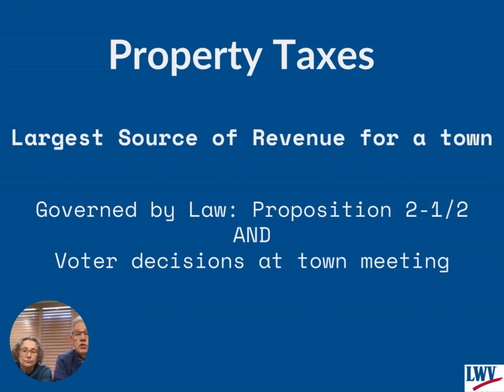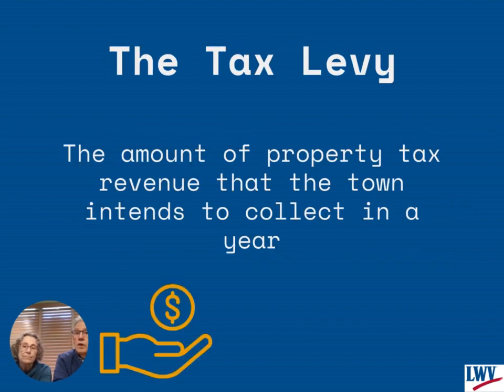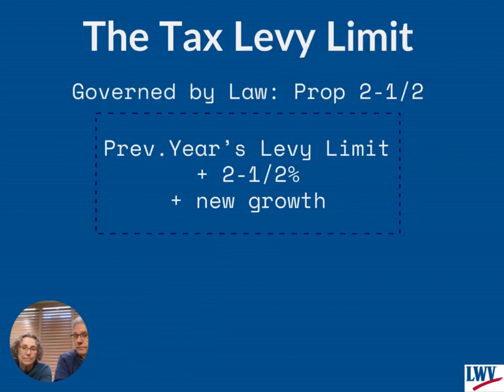So, property taxes are constrained by Proposition 2.5, which is a law that was enacted in 1980 that limits the amount of property tax that a town can raise in a year. But at town meeting, voters can override the limit set by Prop 2.5. So, the tax levy is the amount of money that a town intends to raise from property taxes in a year. Now let's dive into how that tax levy is calculated, starting with the tax levy limit.